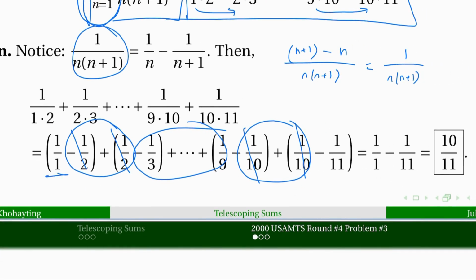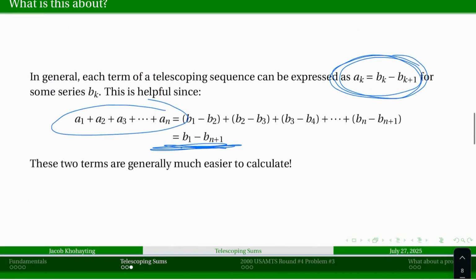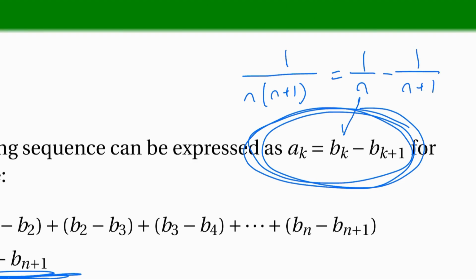And so you just have these 2 terms at the end. Those are pretty easy to figure out. 1 over 1 minus 1 over 11, you figure out that's 10 over 11. That's very helpful. So for example, in this thing, you would have 1 over n times n plus 1 equals 1 over n minus 1 over n plus 1. So b_k would be 1 over k, and a_k would be 1 over k times k plus 1.